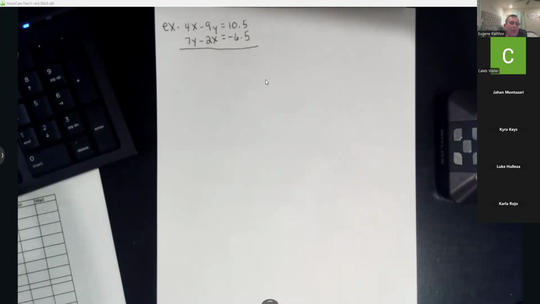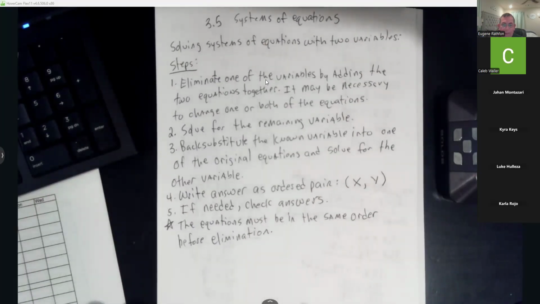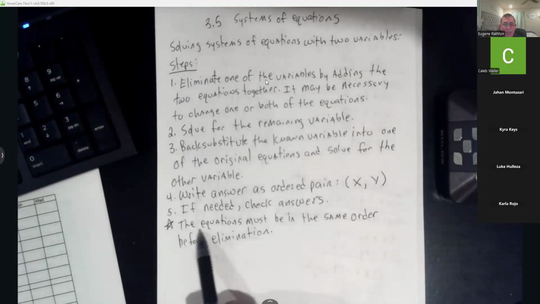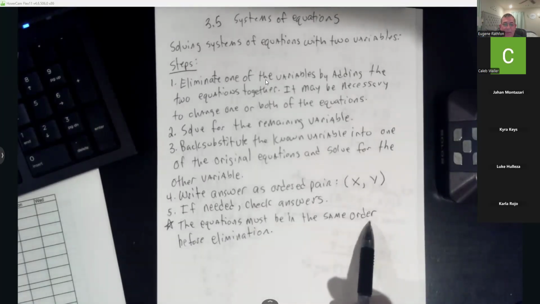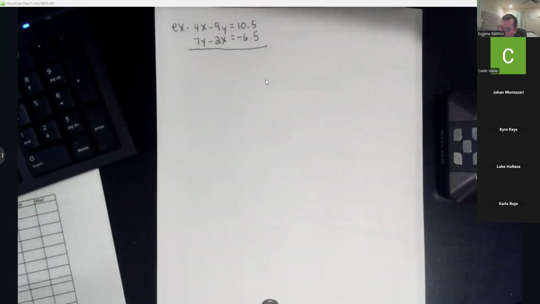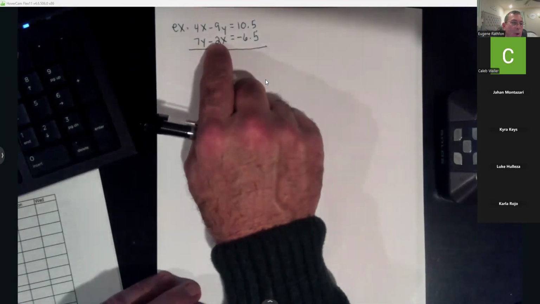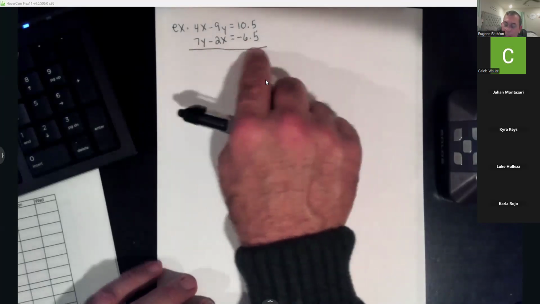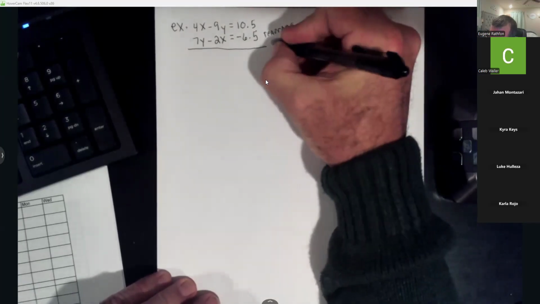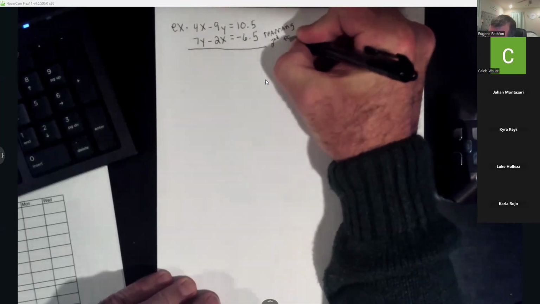Now, y'all remember one thing. Y'all remember my instructions I wrote right here a while ago? Y'all look at this star right here. This star says the equations must be in the same order before elimination. Yeah, Caleb, that's perfect. We need the second equation. We got to correct the second equation. So we need to rearrange the second equation.